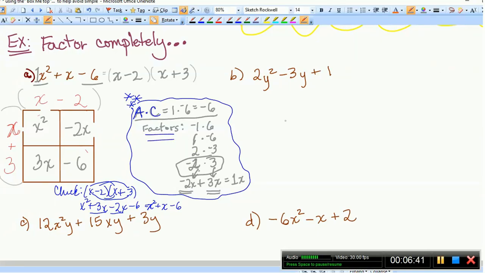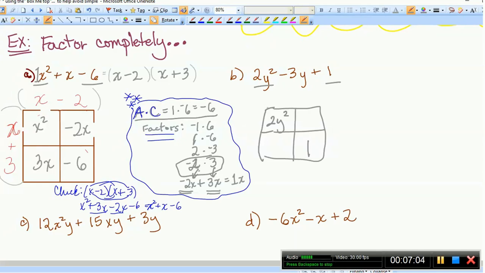Let's try this on B. So we'll have our little 2x2 table. Let's make our box. And then we're going to start by putting in the first term, in this case, 2y squared, and then the last term of plus 1 there. So you always start by putting the first and the last terms in that top left corner and the bottom right corner. And now we want to figure out what these other boxes are going to be by using the AC method.